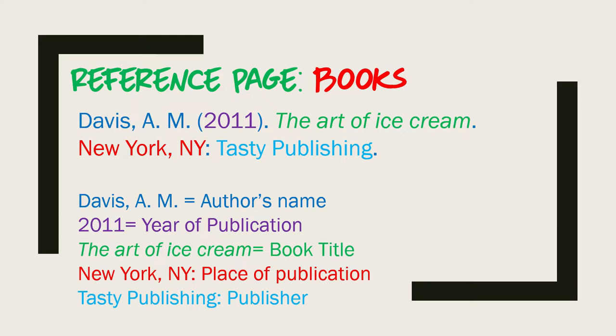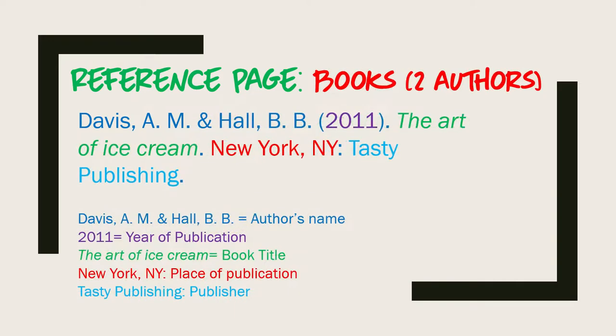It should be italicized. The first word is capitalized and the rest is lowercase, unless it's a proper noun of a person, place, or important thing. Then include a period. Next, include the city and state abbreviation of the publication. Include a colon and list the name of the publishing company. Notice where the periods, colons, and commas are. These all play a role in APA formatting. Here is an example with 2 authors.